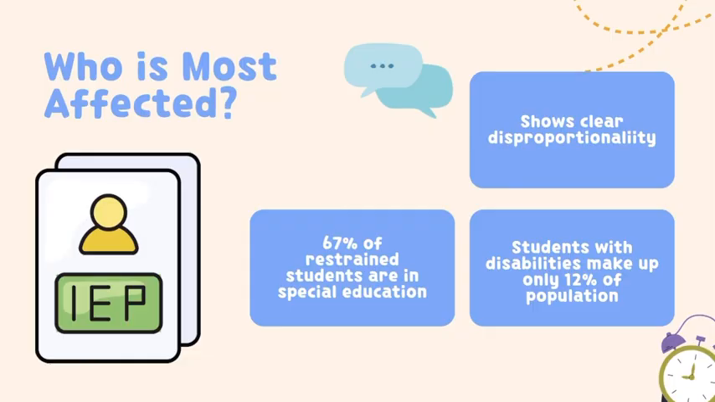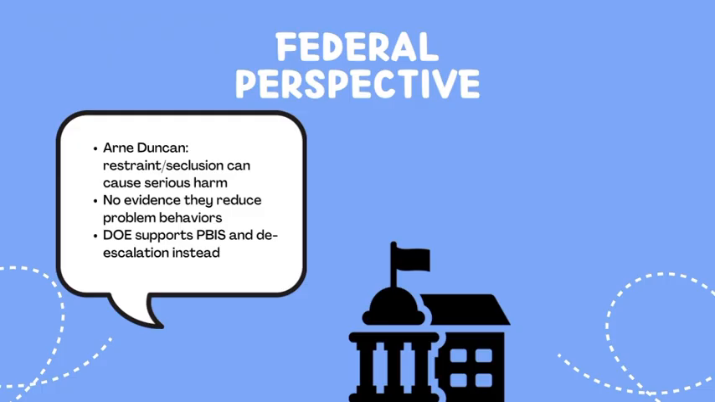The federal government, including former Secretary of Education Arne Duncan, has warned that restraint and seclusion can lead to serious harm and even death. They also emphasize that there is no evidence that these practices improve behavior. Instead, schools are encouraged to use PBIS, trauma-informed care, and strong de-escalation strategies.